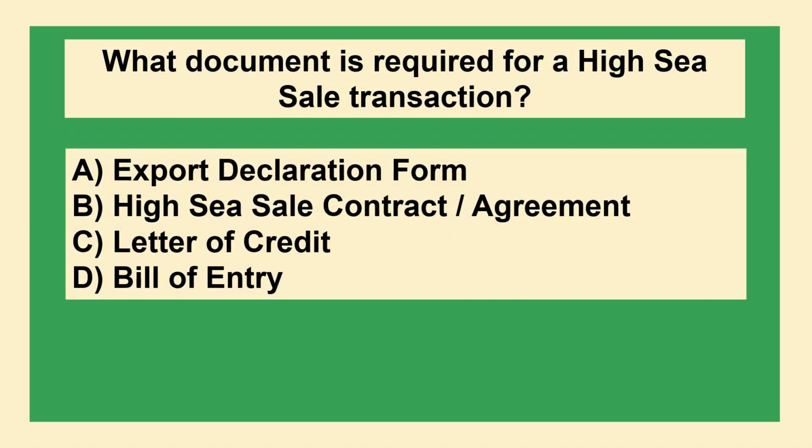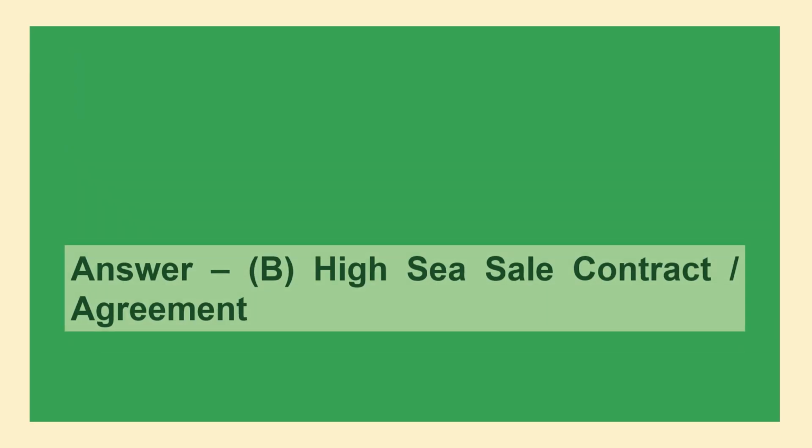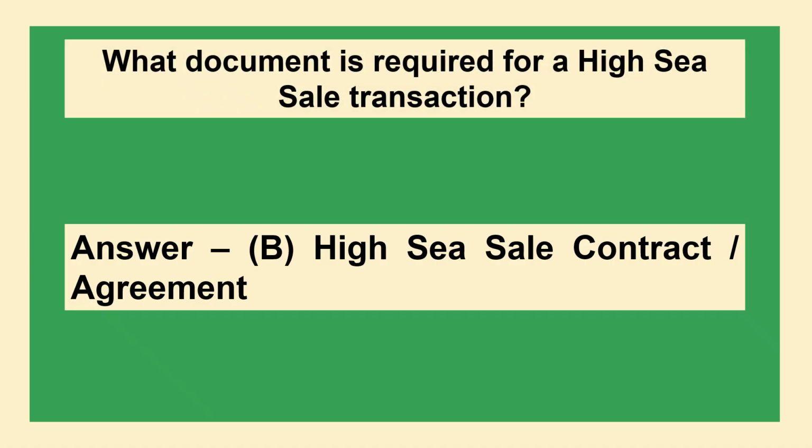What document is required for a high sea sale transaction? Option A, export declaration form. Option B, high sea sale contract or agreement. Option C, letter of credit. Option D, bill of entry. The answer is option B, high sea sale contract or agreement.